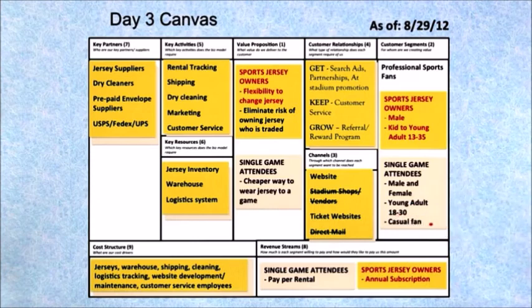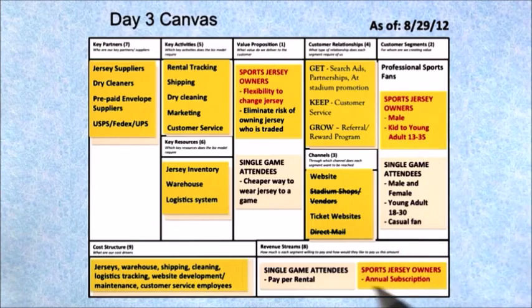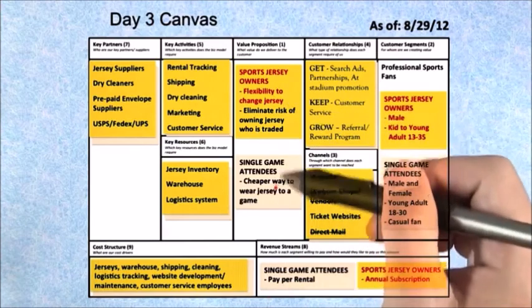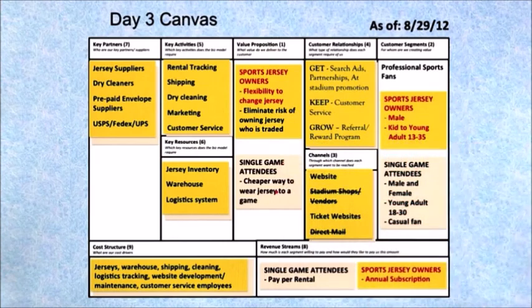And so now they actually were able to take their revenue stream and match it to their archetype. So for sports jersey owners, an annual subscription made sense. But for single game attendees, pay-per-rental made sense. And their value prop differed for, again, those 2 different archetypes. As you'll see later, every time we have a unique archetype, we need at minimum a matching value proposition and a matching revenue model for each archetype.